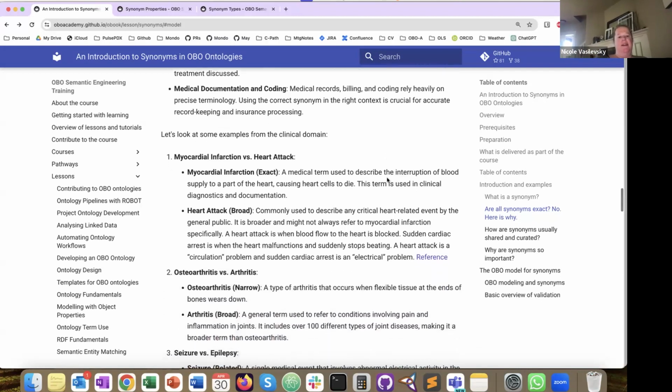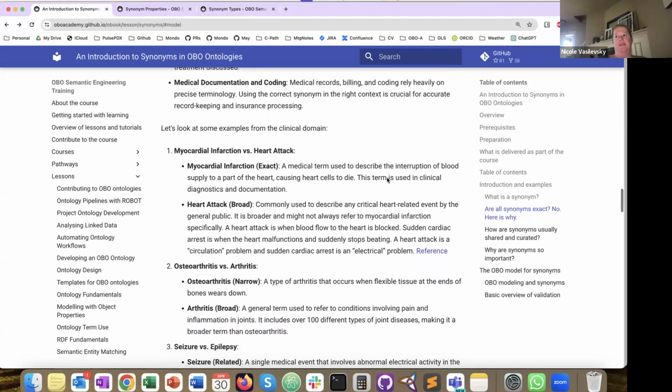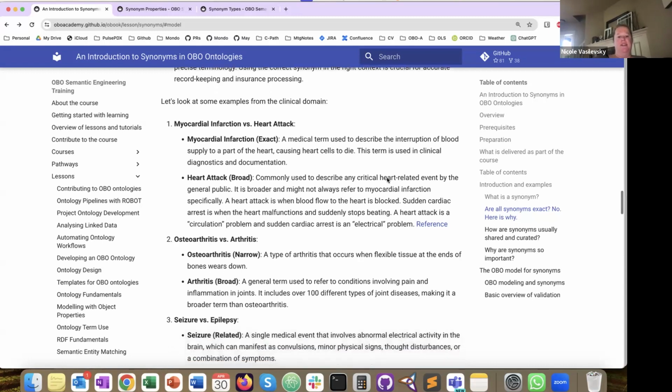And also in the area of medical documentation and coding. So I think across most healthcare systems, there's some kind of medical terminology that's used for the purposes of recording diagnoses and billing insurance. So the medical coding that's done in doctors' offices relies heavily on this precise terminology. And it really requires an understanding of all the parties involved, and using the correct synonyms in the right context is really critical for accurate record keeping and insurance processing.